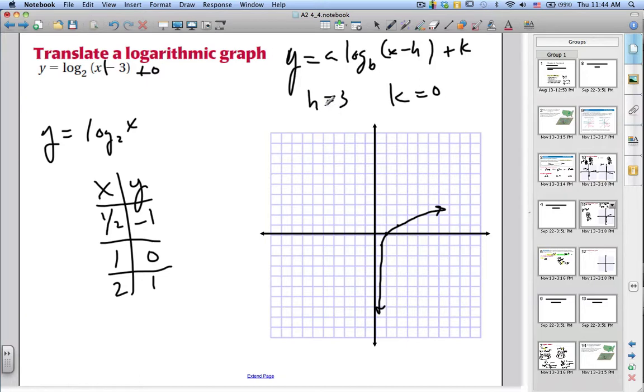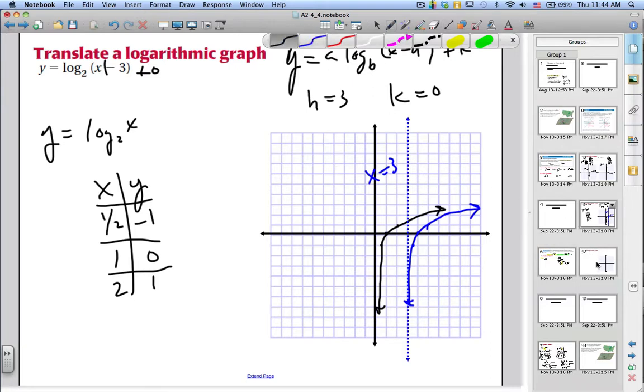Since h was 3, I'm going to take each point and move it 3 to the right. So 1, 2, 3, 1, 2, 3, and 1, 2, 3. These are my new points. And my asymptote is a vertical line at x is equal to h. So x would be equal to 3. And my asymptote, 1, 2, 3, this is where my asymptote would go. Okay, so the shift in h moves the asymptote from being the y-axis to a new location. And we've graphed our function.